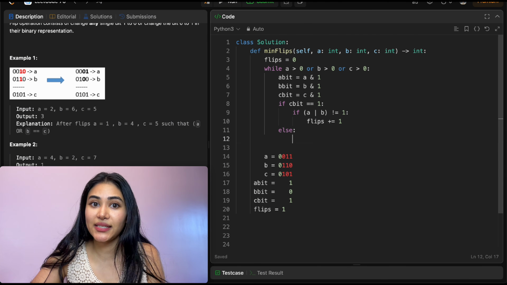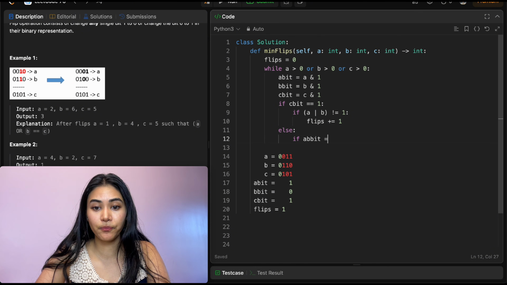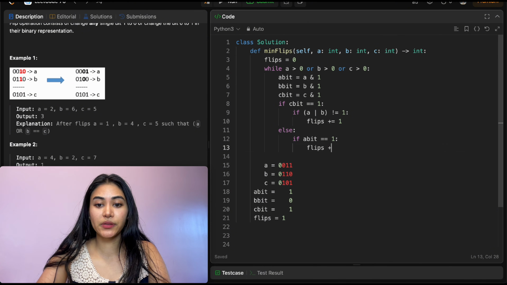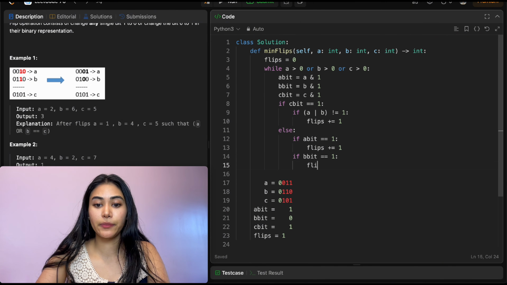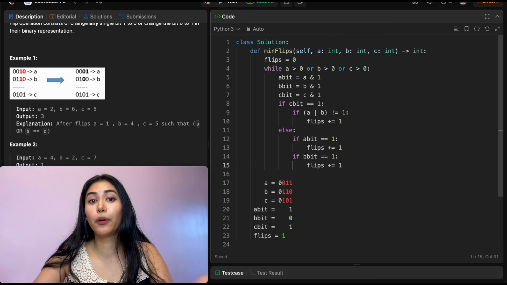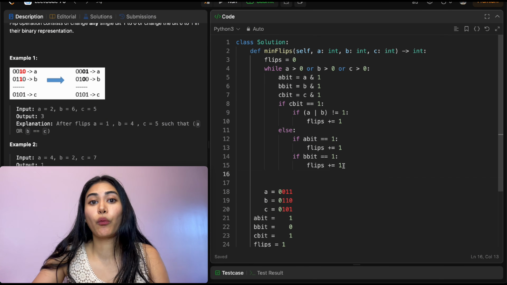If that's the case, then we need to see if both A bit and B bit are 0. If they're not, we need to flip both of them into 0. So if A bit equals 1, we're going to do flips plus equals 1, and same with B. If B bit equals 1, flips plus equals 1. They both need to turn into zeros. Once we're done with all of this, we just need to move on to our next digit.